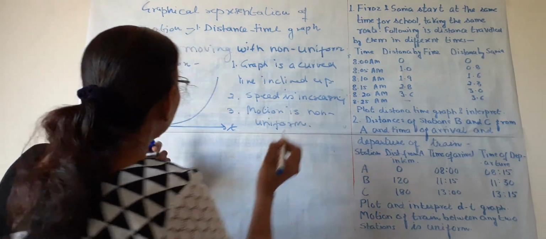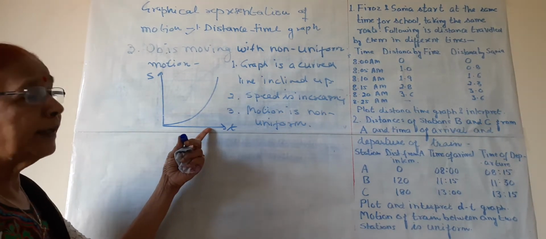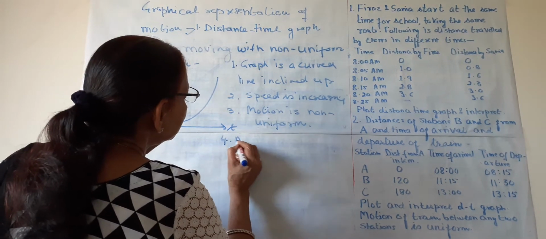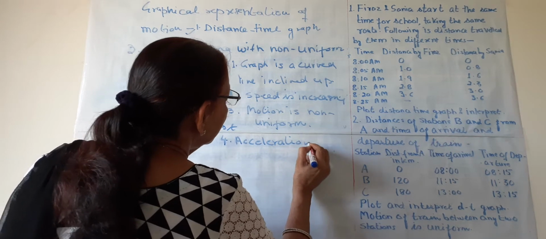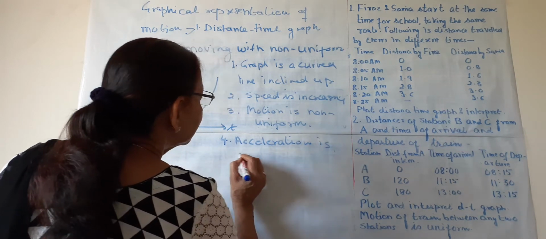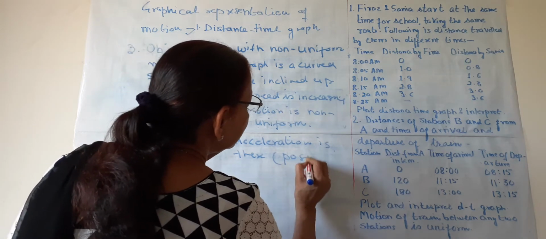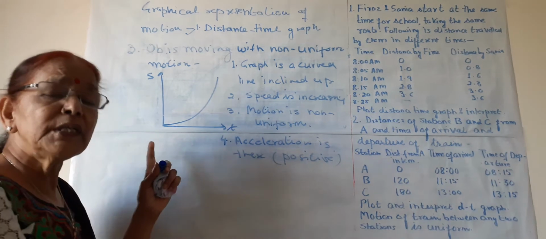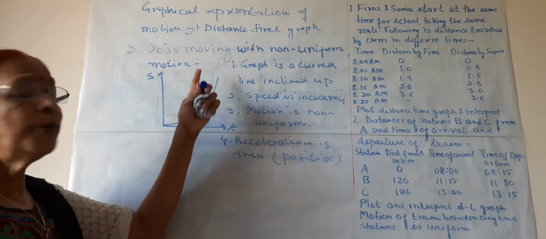Why is it non-uniform? Different distances are covered in equal time intervals. The fourth important one is that acceleration is there. Why is acceleration there? This acceleration is positive acceleration. Why is this acceleration there? Because there is a change in speed. The speed is changing from less to high.